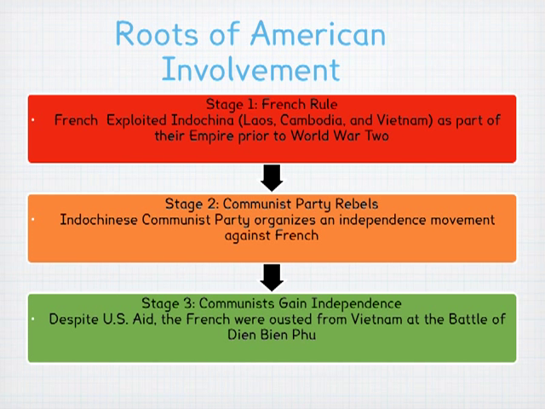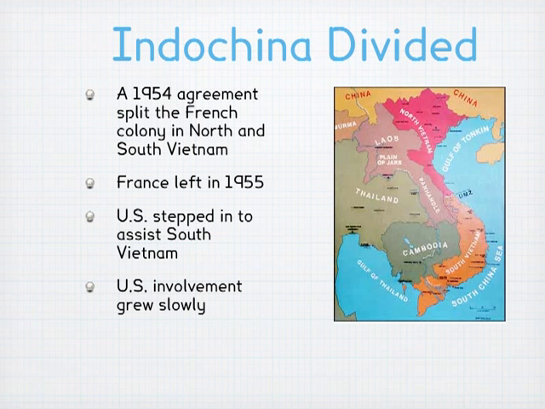But in stage 2 of this diagram, we see that the French faced a communist rebellion after they tried to retake control following the defeat of the Japanese in 1945. The Indochinese Communist Party organised an independence movement against the French. And in stage 3, despite the fact that the Americans helped the French, they were ousted from Vietnam at the Battle of Dien Bien Phu, and the communists gained independence for Indochina.